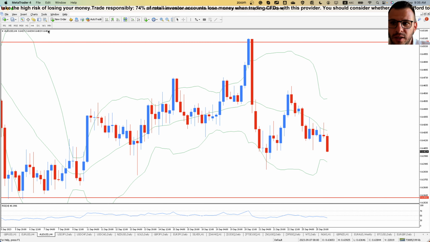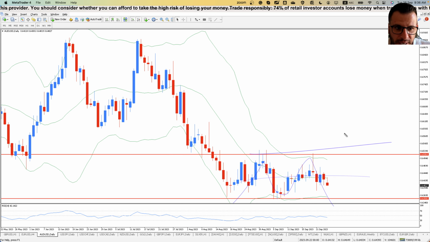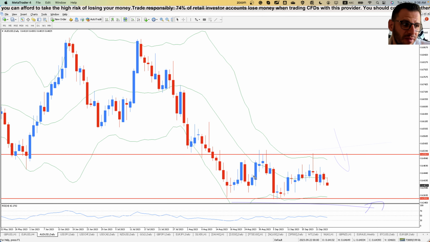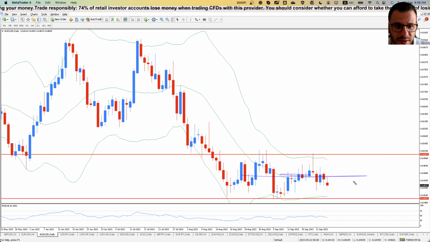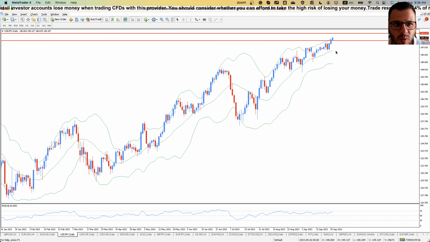Australian dollar against the US dollar, daily chart, price made a breakout of this consolidation here. We are in the middle of this range. Better to take trades from top and sell, bottom and buy, rather than interact with the market within a narrow trading range. USD JPY still on the bullish run.